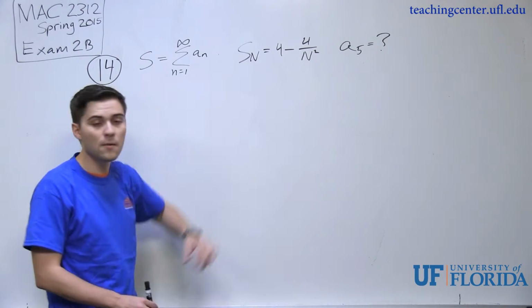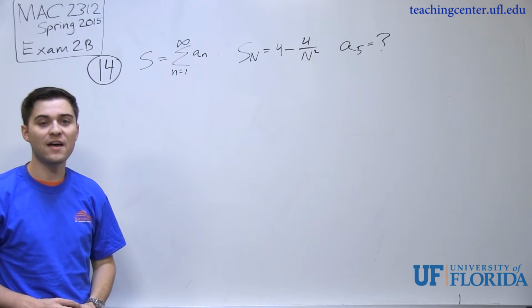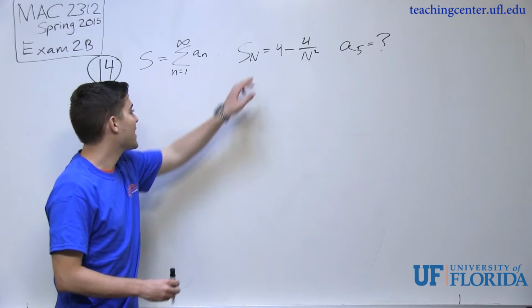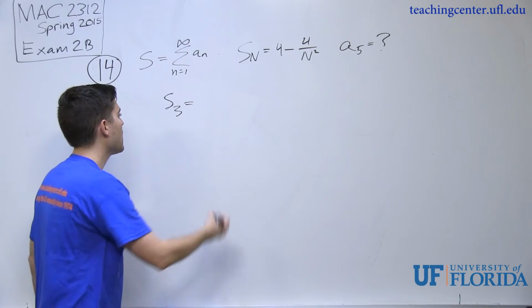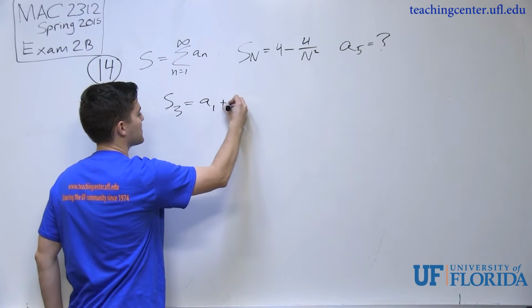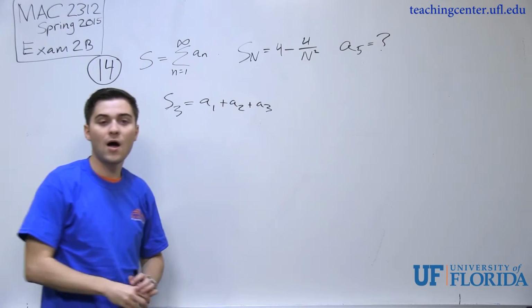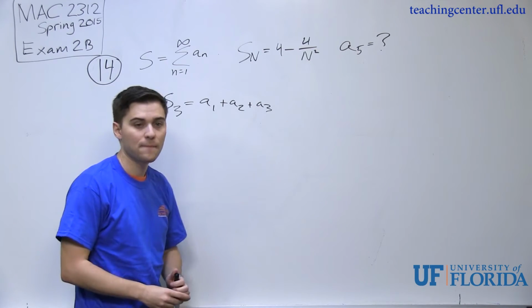Now the partial sum term, all that means is that if I plug in any n value into that formula, I will get the summation of those amount of terms. So if I want to find S sub 3, that is equal to A1 plus A2 plus A3. So by plugging into this formula, I can find what the sum of those first three terms are numerically.